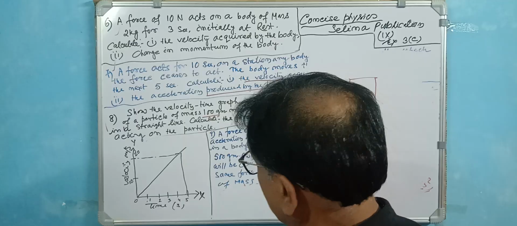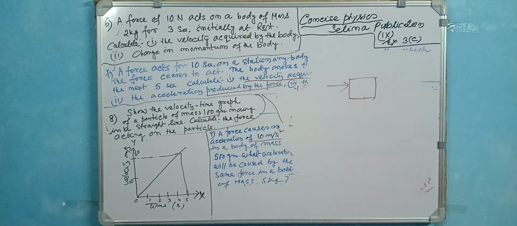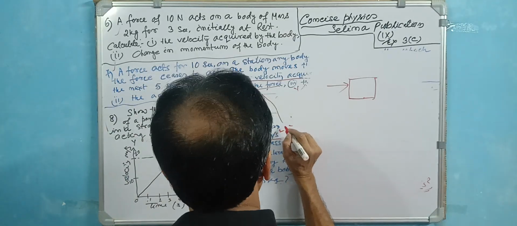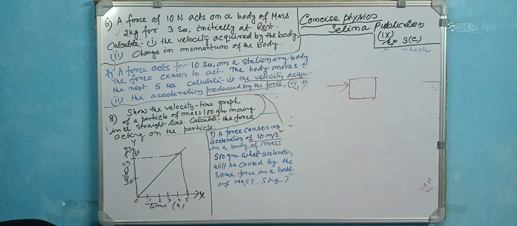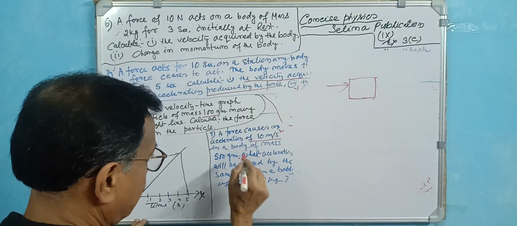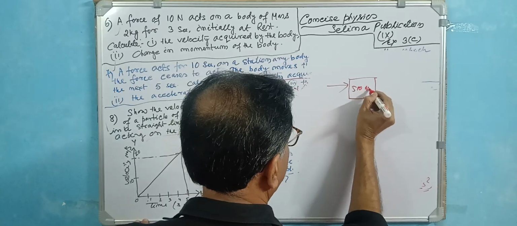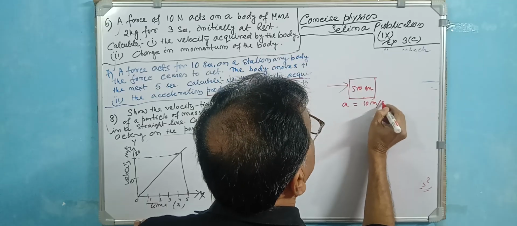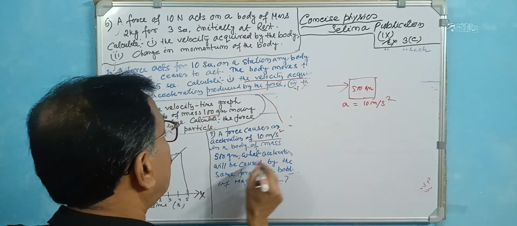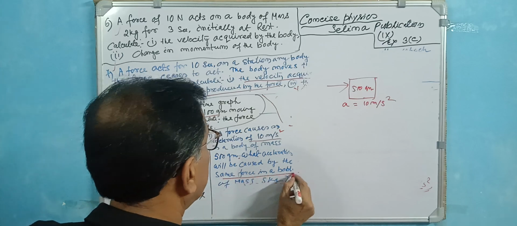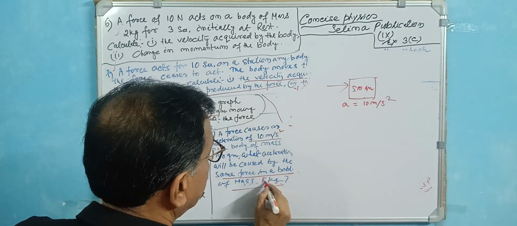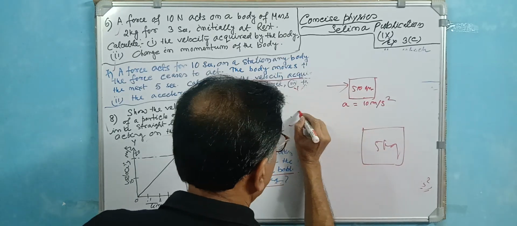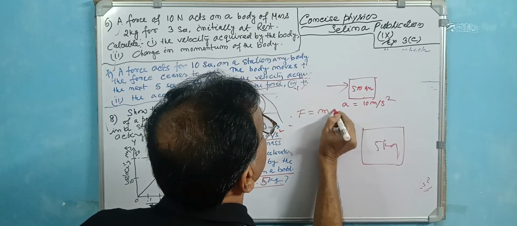Here is a question, must write down 9, because sum number 9 is right. A force cause an acceleration of 10 meter per second square of a body of mass 500 gram. So this is 500 gram cause an acceleration 10 meter per second square. Force is active. What acceleration will be caused by the same force on the body of mass 5 kg? This is 5 kg, very easy. First you calculate the force acting. F is equal to ma.